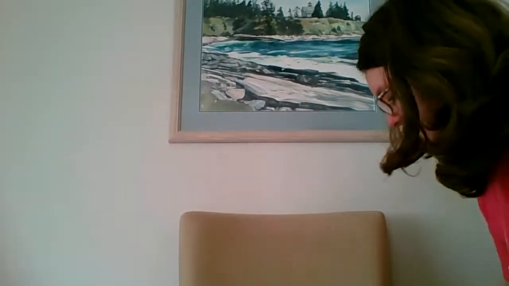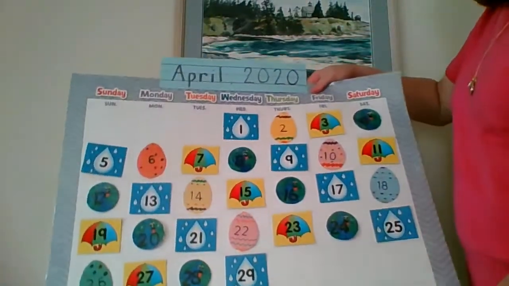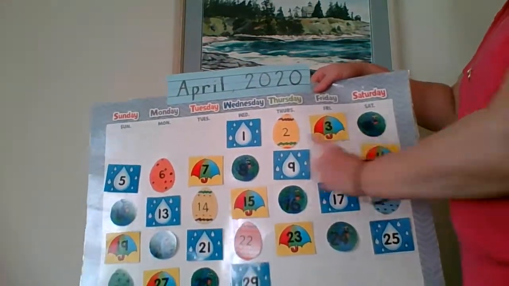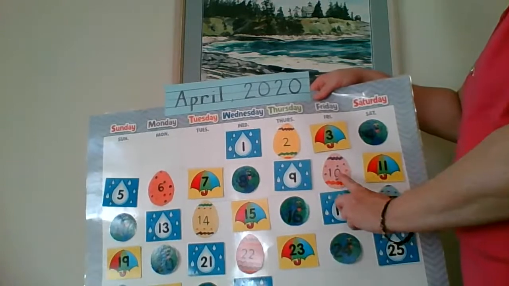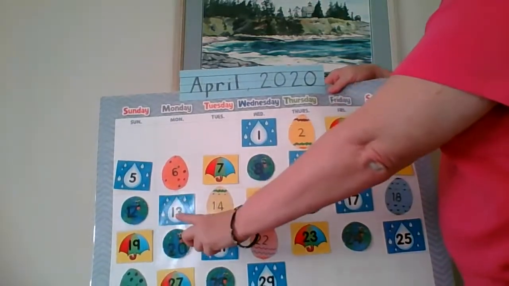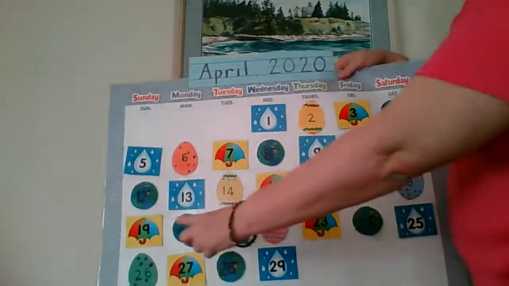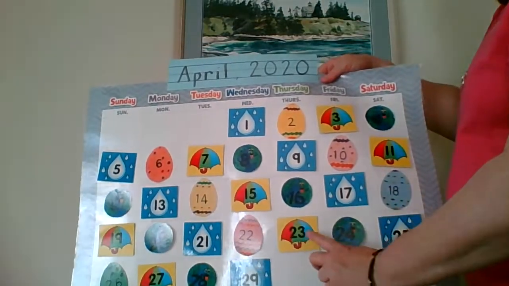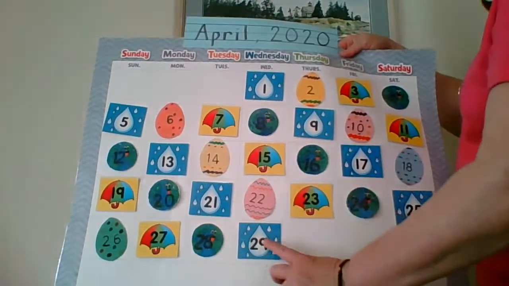All right, let's look at our pattern. We've had an ABCD pattern here in April. Let's go through it and see if we can figure out what will be on the calendar tomorrow. Raindrop, Easter egg, umbrella, earth. Raindrop, Easter egg, umbrella, earth. Say it with me. Raindrop, Easter egg, umbrella, earth.